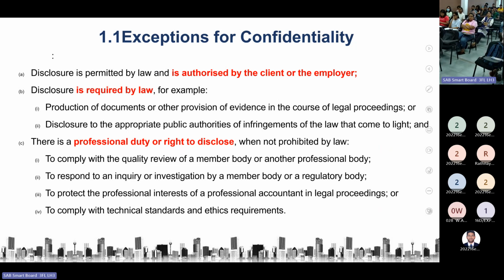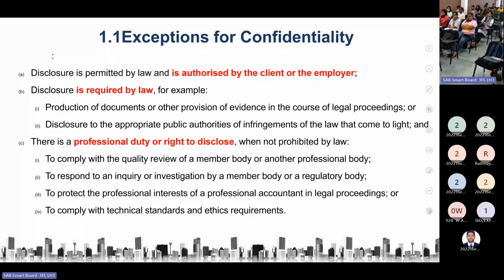For example, production of documents or other provision of evidence in the course of the legal proceedings. For the legal proceedings, if you are required some information, it's enforced by the law. You have to tell, right? Disclose to the appropriate public authorities of infringements of the law that come to light. And there is a professional duty or right to disclose. As a professional person, you have the right to disclose it.